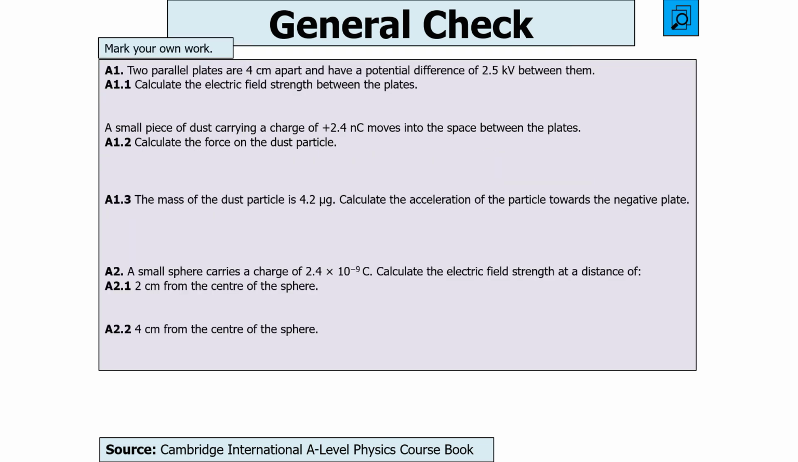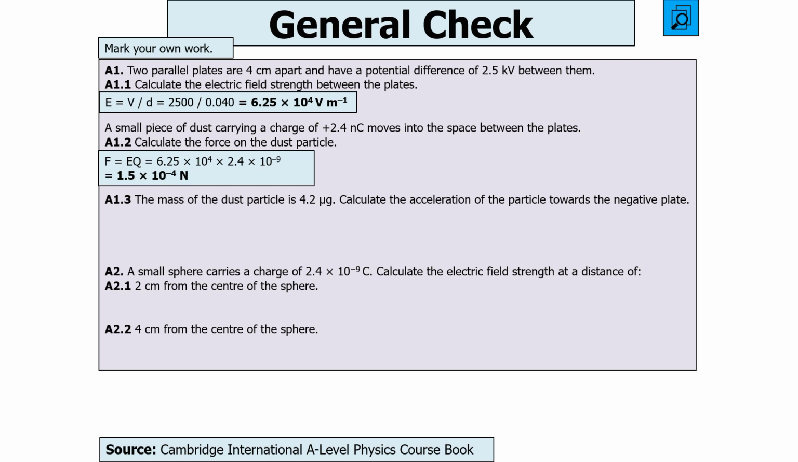Right, so in this first one, we're using the electrical field strength equation. Because it's between 2 parallel plates, it's a uniform field, so we can use the equation E is equal to V over D, where V is the potential difference and D is the separation of the 2 plates. Remember, we convert kilovolts into volts and centimeters into meters, so we get our answer to be 6.25 times 10 to the 4 volts per meter.